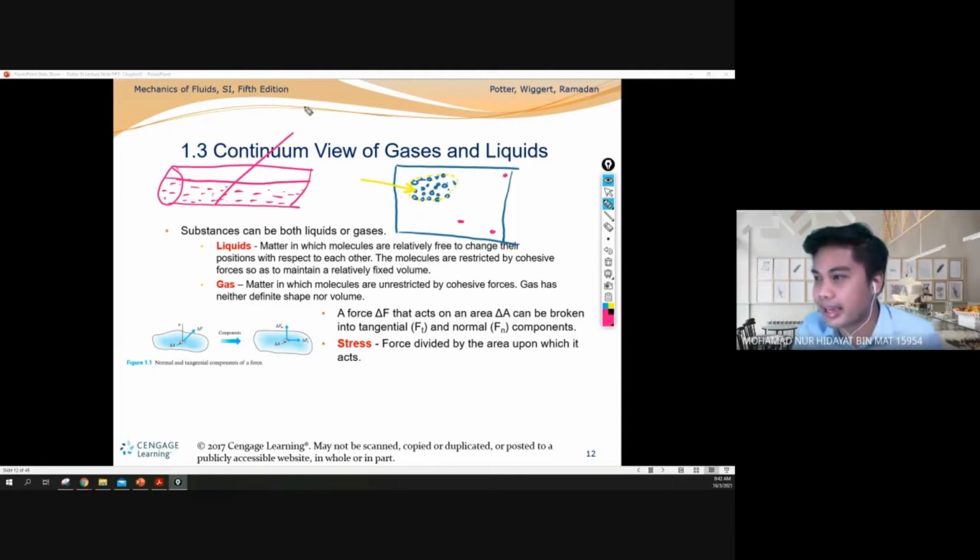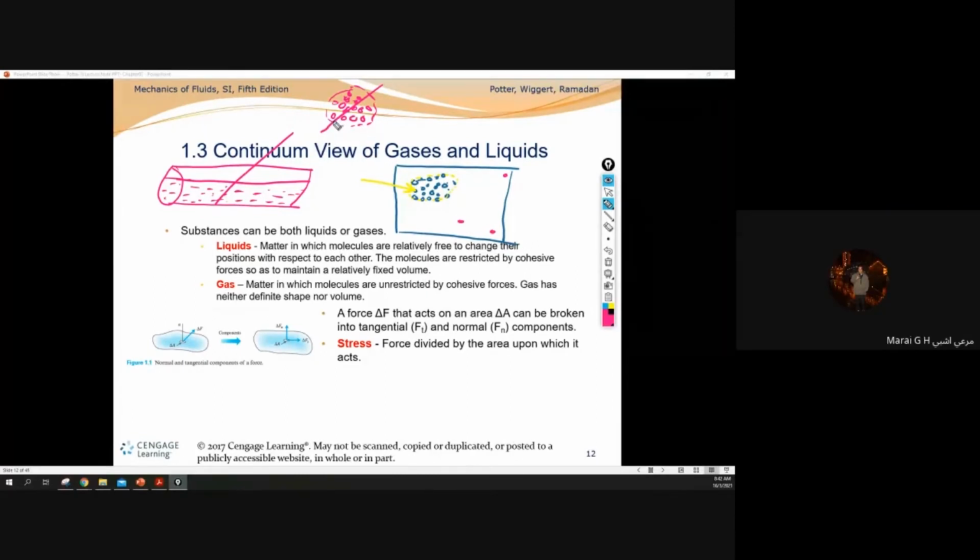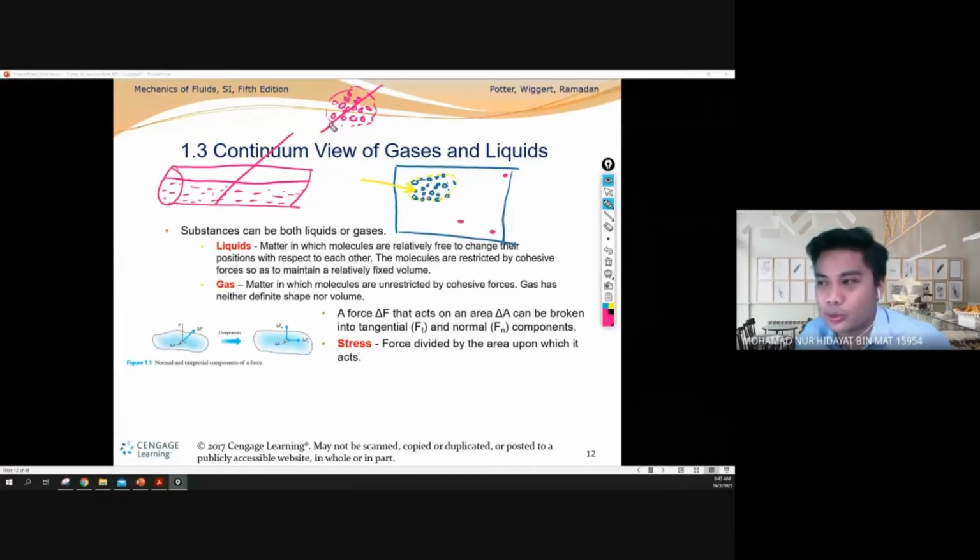For example, the gas. Okay, this is the gas. What happens if you try to cut the gas? What happens to the particles? They return to be a continuum, because the particles are close to each other. So, how do we define the distance of the continuum process?